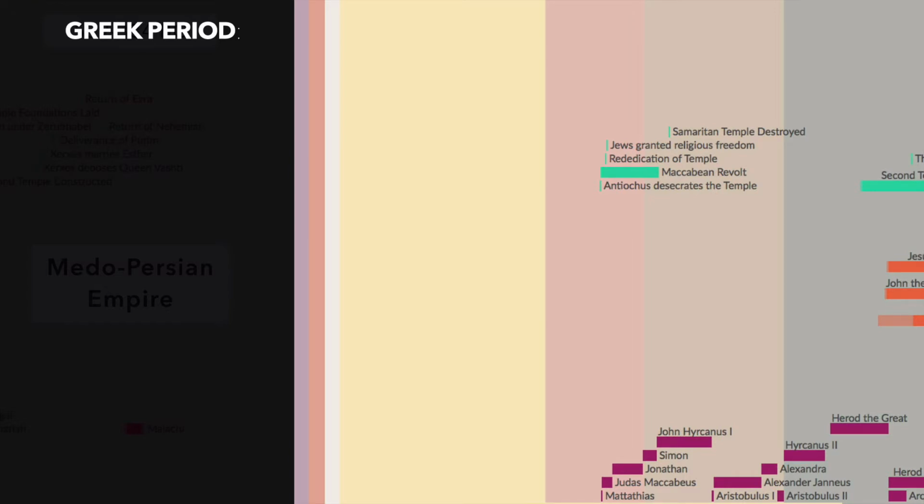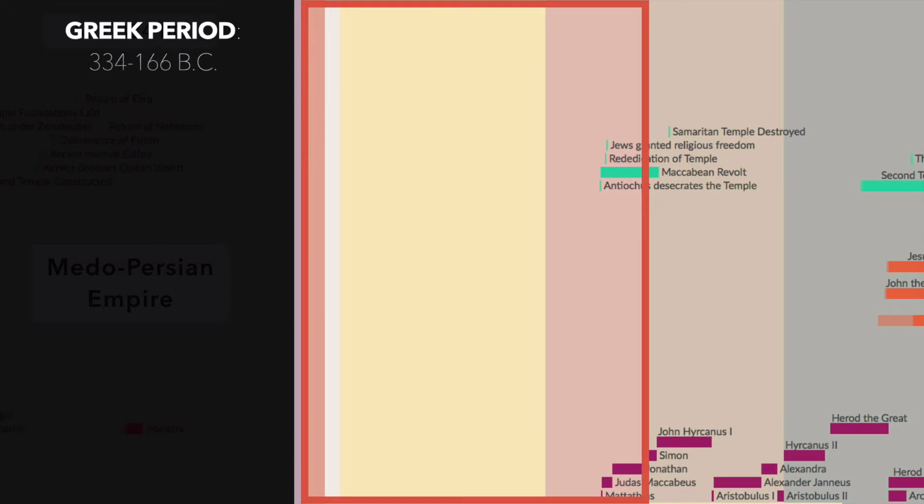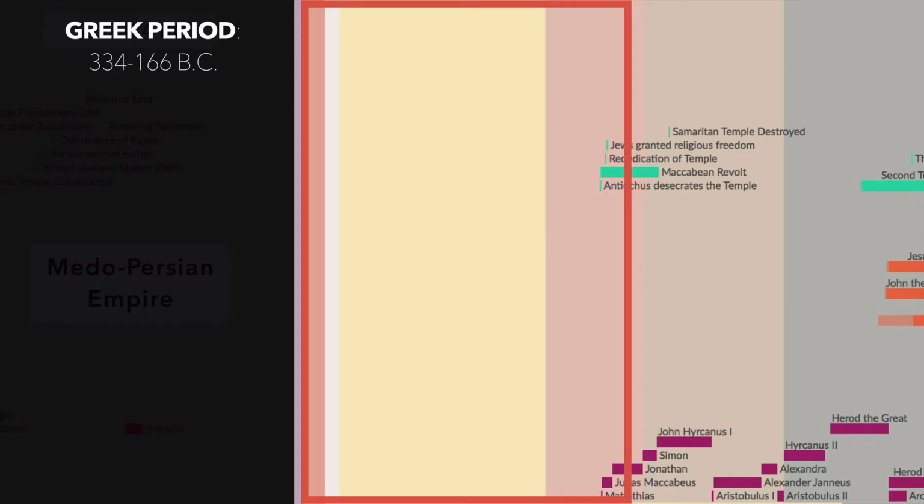So the first thing we need to understand is that the Greek period followed the period of the Medes and the Persians. And so the Greek period encompasses three sub-periods. That red line there, you can see that there were three periods that make up what we call the Greek period between 334 and 166 BC. So let's talk about these three sections within the Greek period.